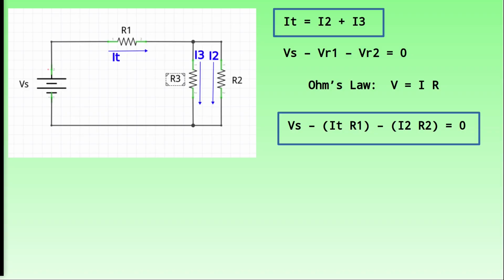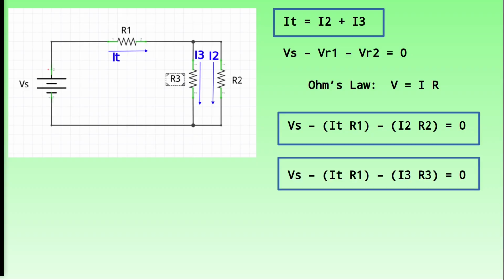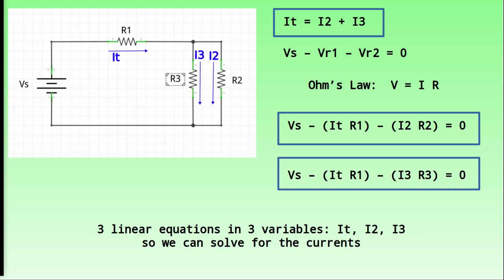So now we have two equations, IT equals I2 plus I3 and Vs minus IT R1 minus I2 R2 equals 0. And we can now create a third equation for the second inner loop, which will be Vs minus IT R1 minus I3 R3 equals 0. By substituting and solving this system of linear equations, we can find any unknown current or voltage in the circuit, and this is the power of Kirchhoff's laws.